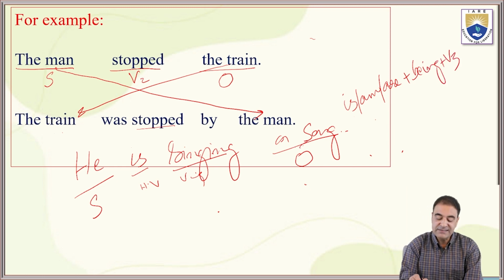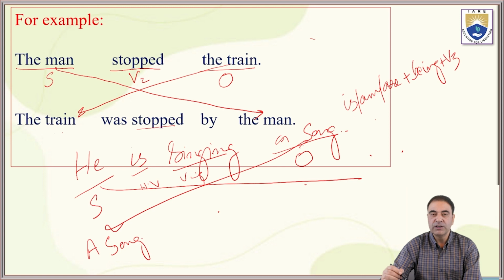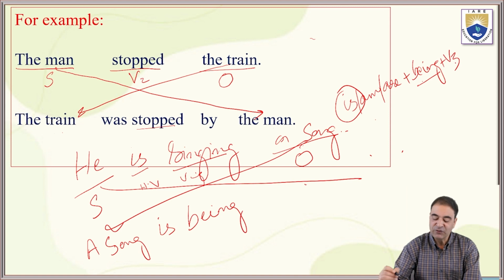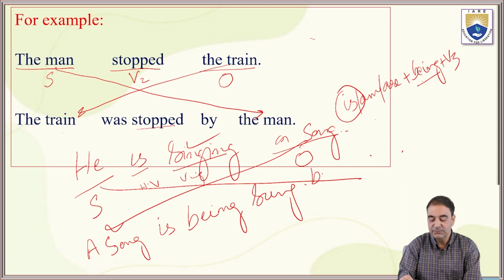Now, interchange the place of subject and object. A song is singular, and with singular we use is. A song is, then it must be followed by being. A song is being. Then being must be followed by verb in third form. And what is the third form of the verb sing? It is sung. A song is being sung by him.